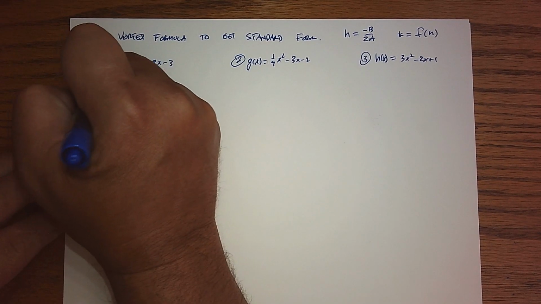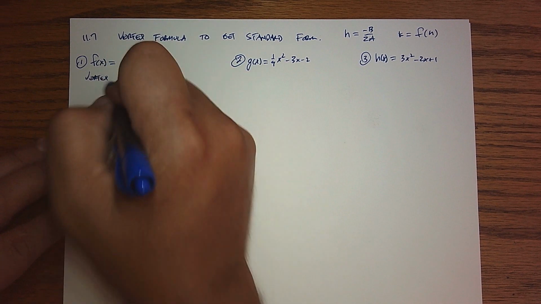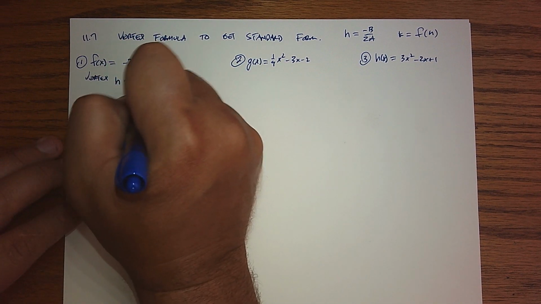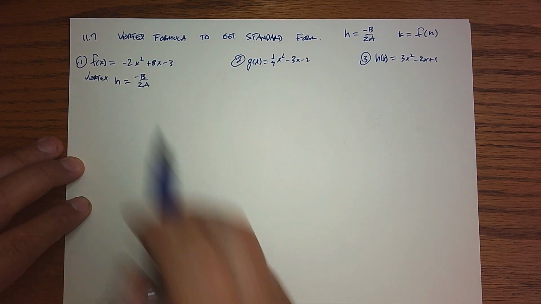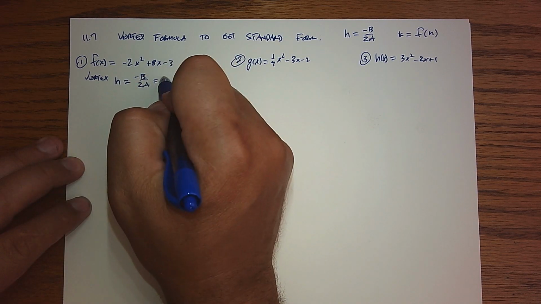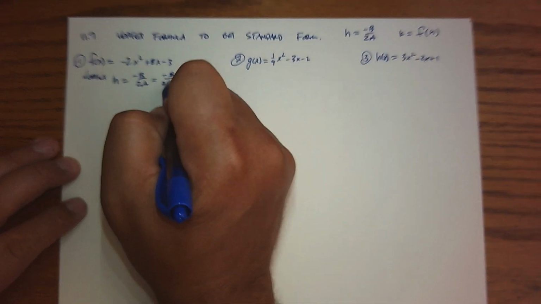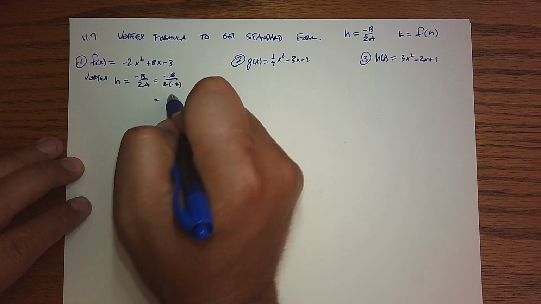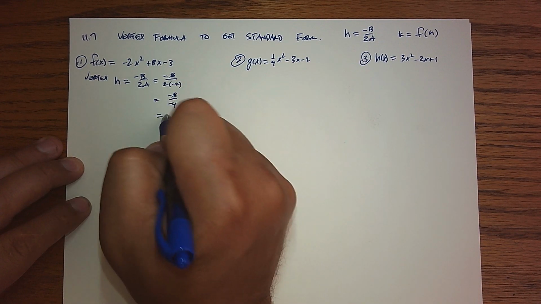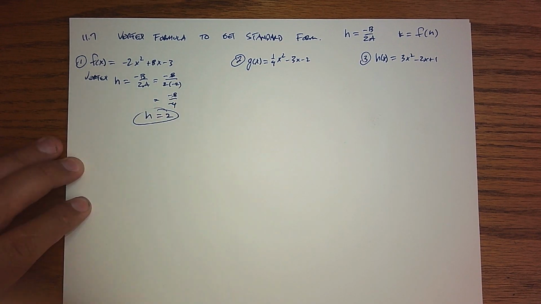So finding the vertex for this first one, my h coordinate is negative b over 2a. Plugging in what I know, we get negative 8 over 2 times negative 2. This becomes negative 8 over negative 4, and we get 2. So h is 2. So far, so good.